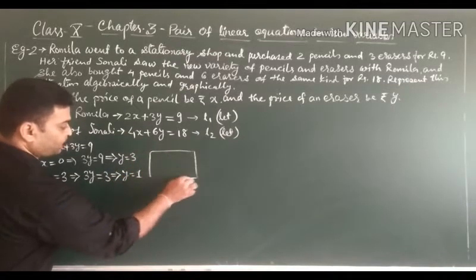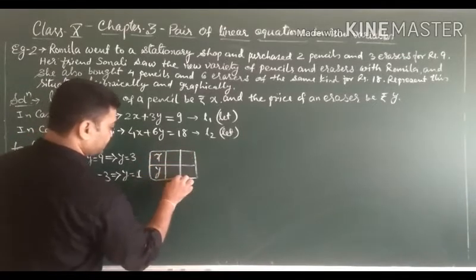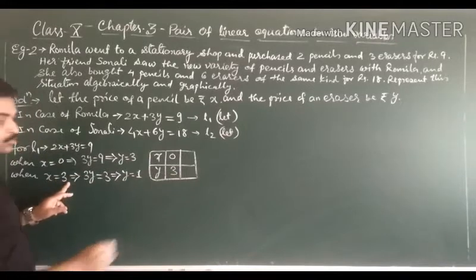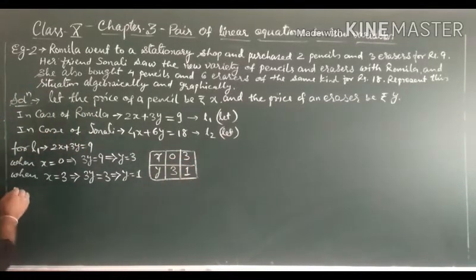So what is the coordinate box? That is x and y. For x is equal to 0, y is equal to 3. For x is equal to 3, y is equal to 1. Got it? And similarly for L2.